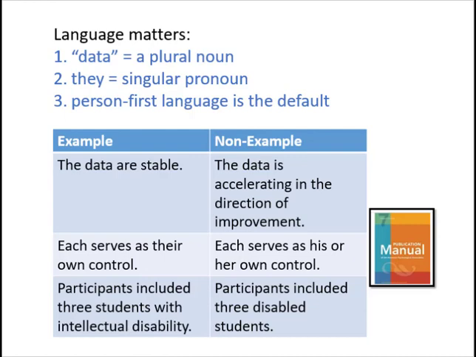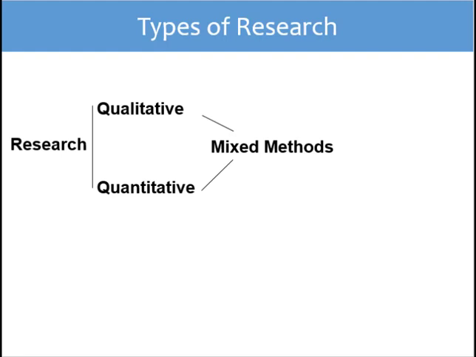Finally, person-first language will be the default. For example, participants included 3 students with intellectual disability. Identity-first language will be used in direct quotes from individuals who express this as a preference.